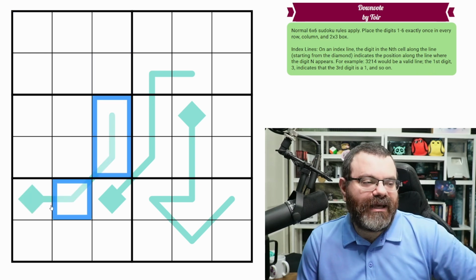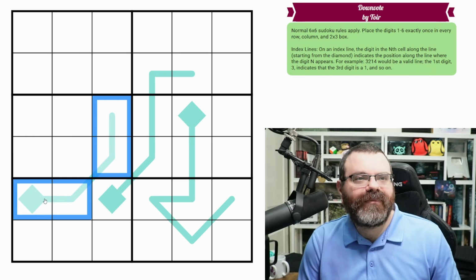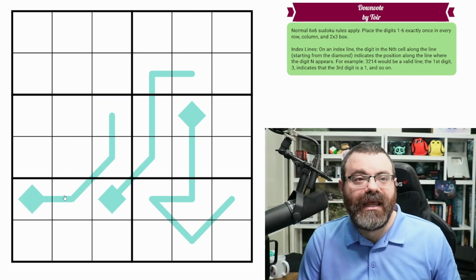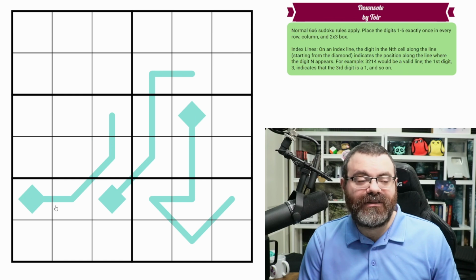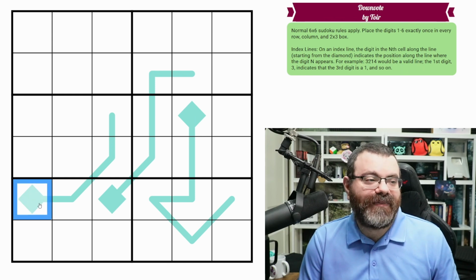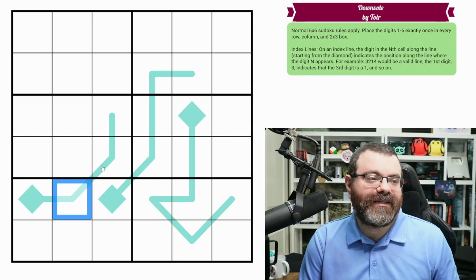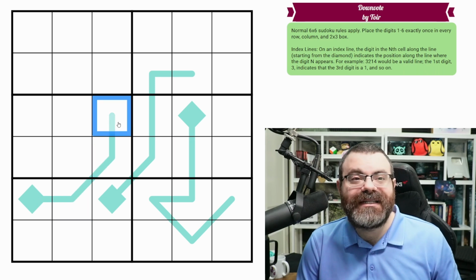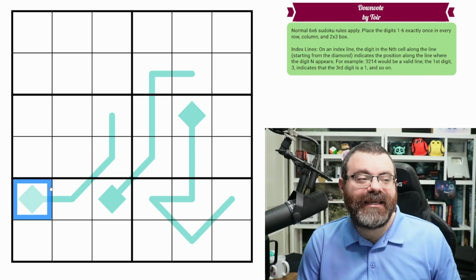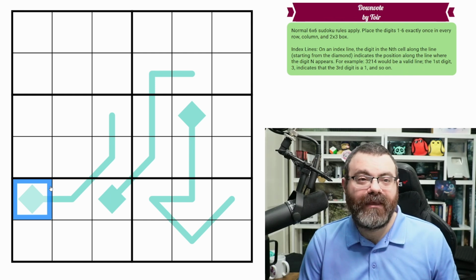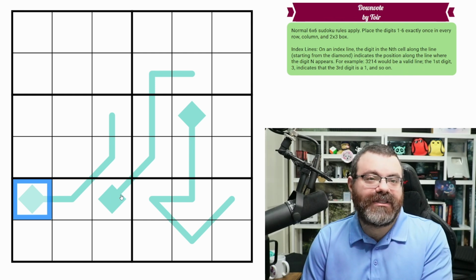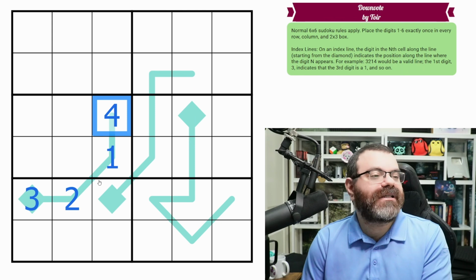So these index lines, let's just go through the rules carefully here. On an index line, the digit in the nth cell along the line, we start at the diamond and we count the nth cell along. So this is the first cell, second cell, third cell, fourth cell. So the digit that goes in there indicates the position along the line where the digit n appears. So an example is 3, 2, 1, 4 is a valid line.